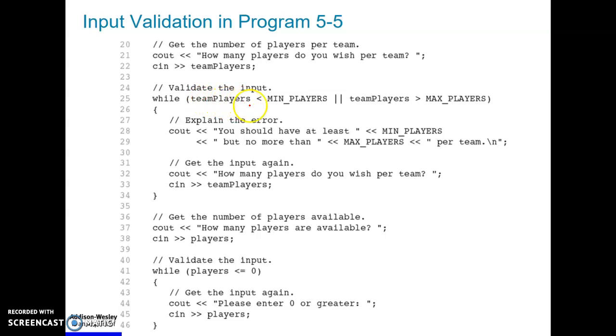So here we have a compound statement. So the idea, how many players do you wish per team? And so they have the chance to enter information. As long as team players is less than the minimum players or team players is greater than the maximum players, then it says you should have at least X number of players, but no more than max number of players per team. And so then they ask the user to please enter the number of team players again. So the idea that if it was outside of the range, okay, then it was asking for another value. Maybe they entered a negative number, or maybe I was looking for 15 players and they put in 16. This wasn't going to allow them to do that.